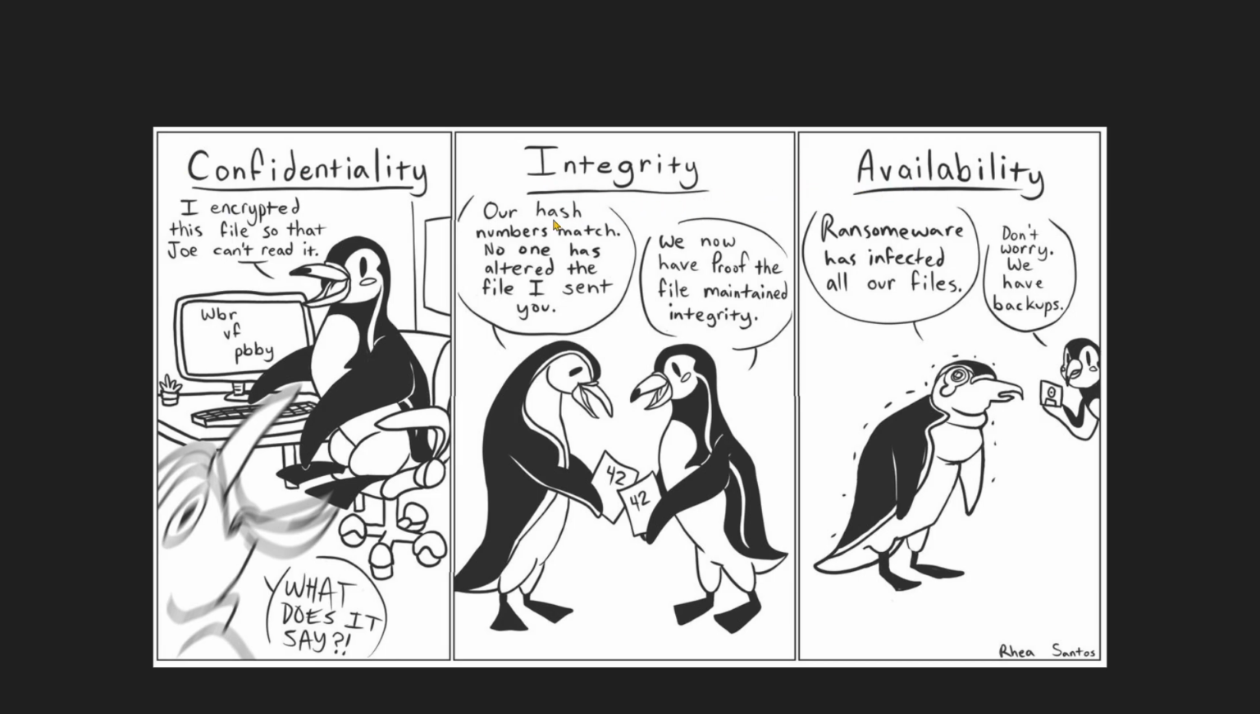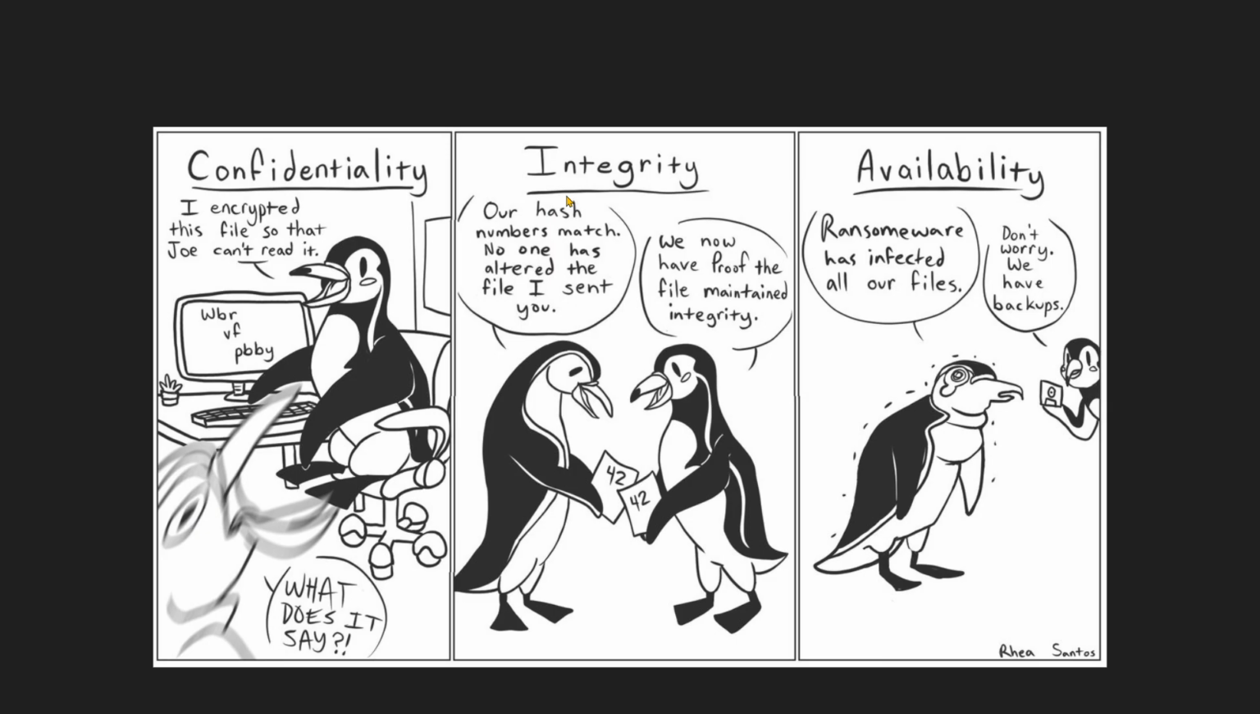This is an example right here. We have a penguin who has encrypted a file so Joe can't read it. And this penguin's asking, what does it say? This example is just showing confidentiality, showing that certain users aren't allowed to view certain files. This penguin encrypted a file on this other penguin who can't see it, and he's just annoyed by it. Next, we have integrity.